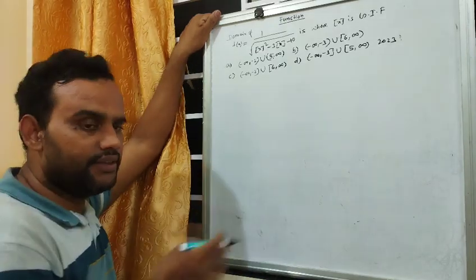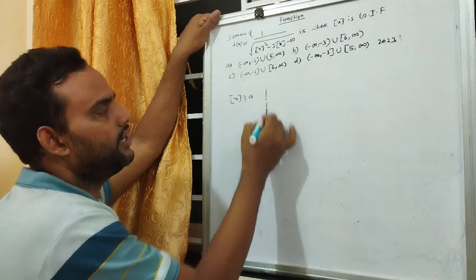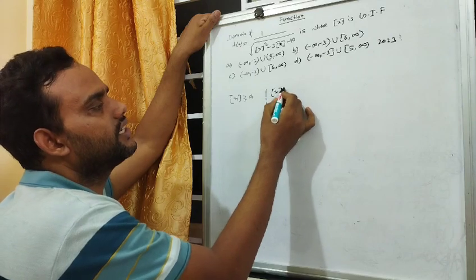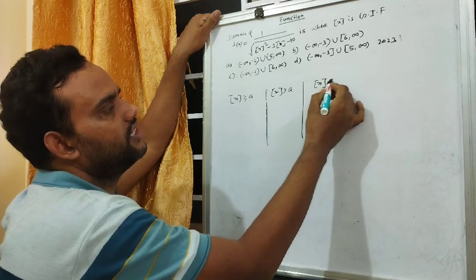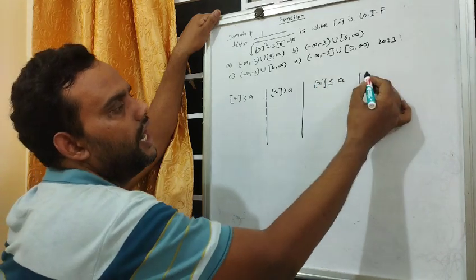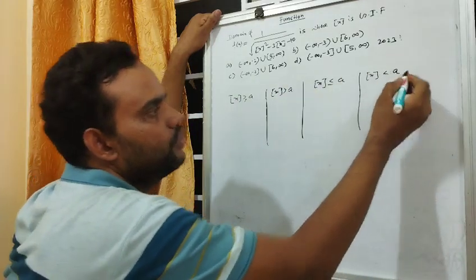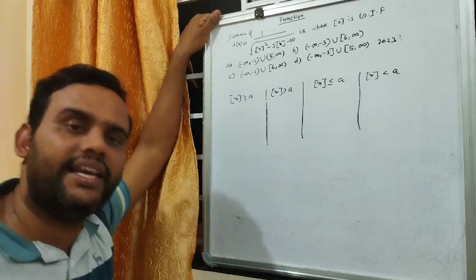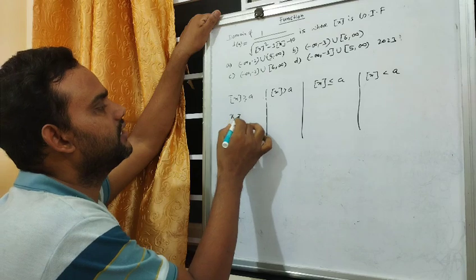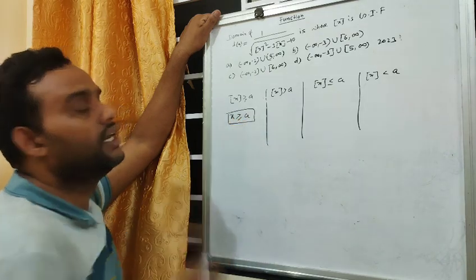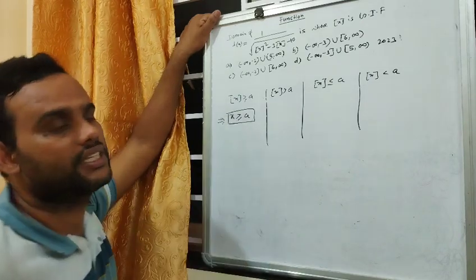There are 4 divisions we can divide into. Greatest integer x is greater than or equal to a is the first division, or greatest integer x is greater than a is the second, or greatest integer x is less than or equal to a is the fourth, and greatest integer x less than a. So what we do here: greatest integer x greater than or equal to a implies x is greater than or equal to a.